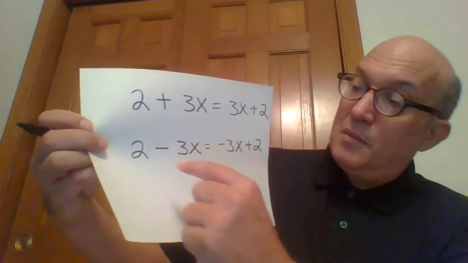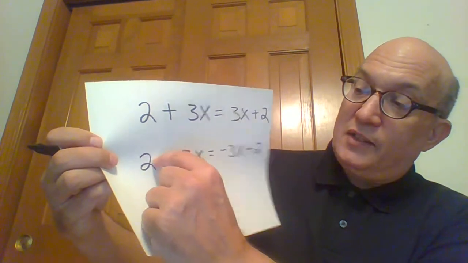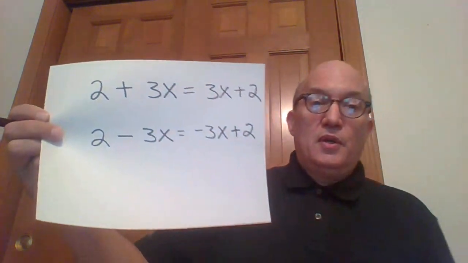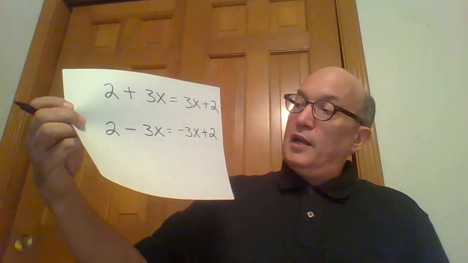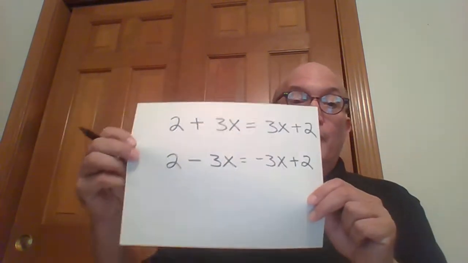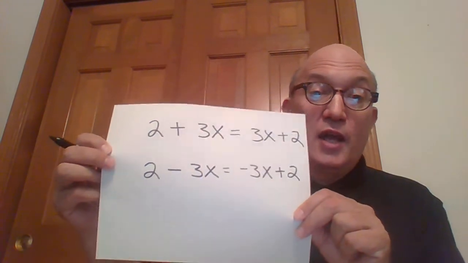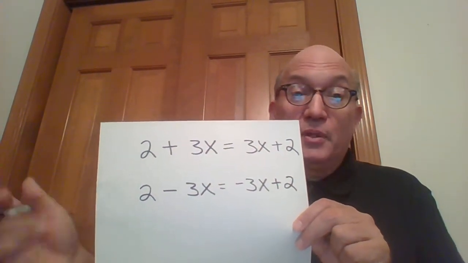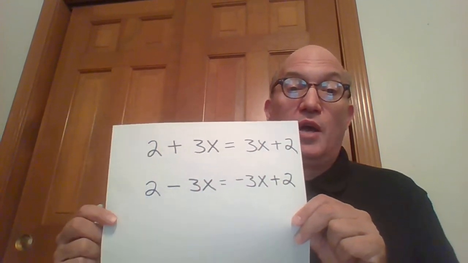We could rewrite this as negative 3x plus 2, because remember, we can think of subtracting 3x as adding negative 3x, put a plus sign here, and then flip the negative 3x and the 2 around the plus sign. But these cannot be simplified. You cannot add 3x plus 2. 3x plus 2 is not 5x. Please do not make that mistake.